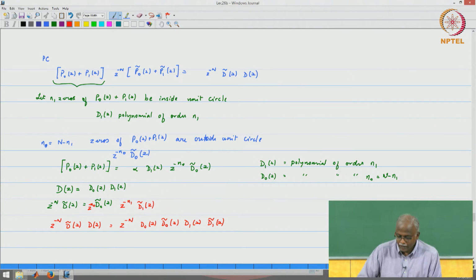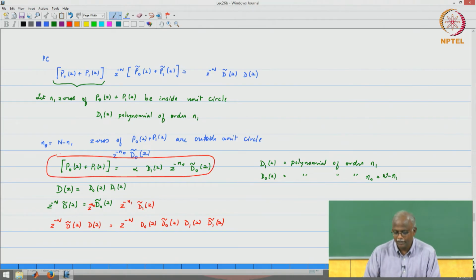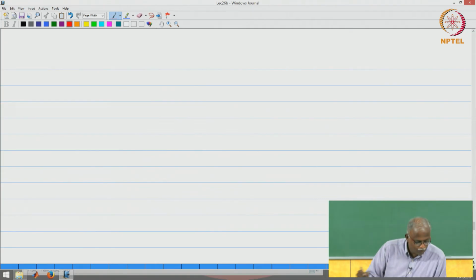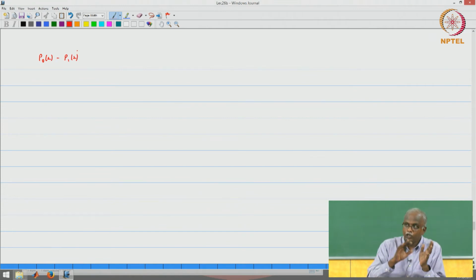Okay, hopefully there is nothing confusing, everything is straightforward, just go through. So, keep this expression in a visible place. Now, what about p naught of z minus p1 of z? It must contain all of the zeros that are reciprocals of p naught of z plus p1 of z, right.